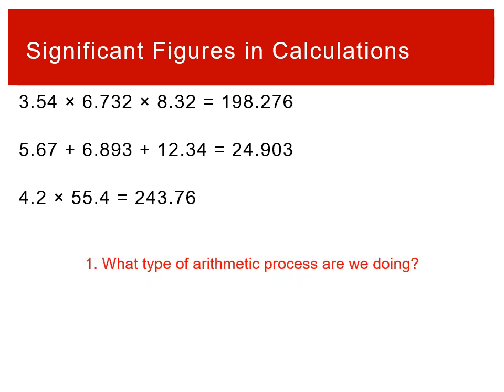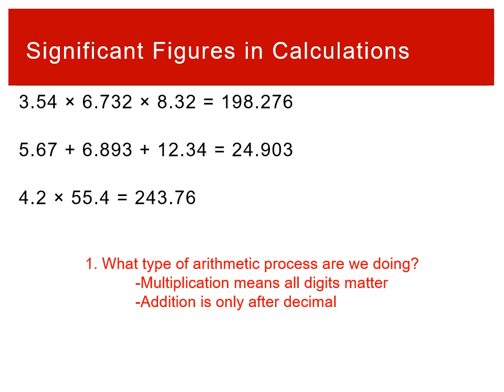So when we want to round, it's going to be a question of what type of arithmetic process we are doing. If it's multiplication, then all the digits matter. And if it's addition, we're only counting sig figs after the decimal point for all my numbers. And then just count sig figs for all your inputs.